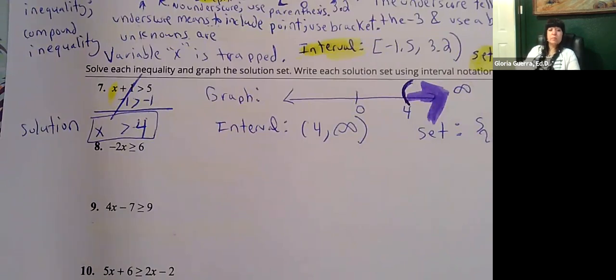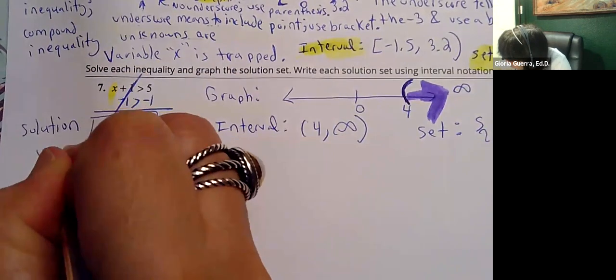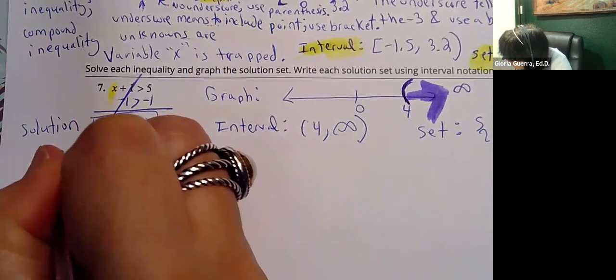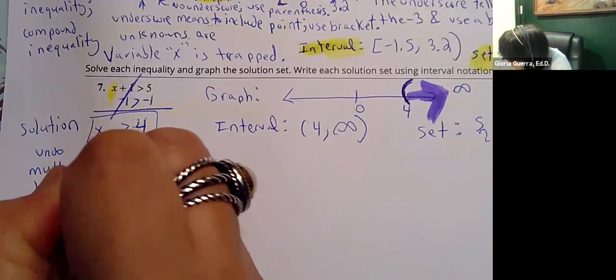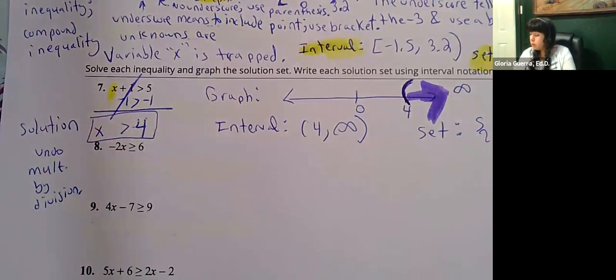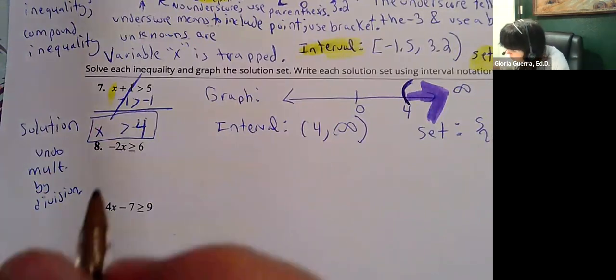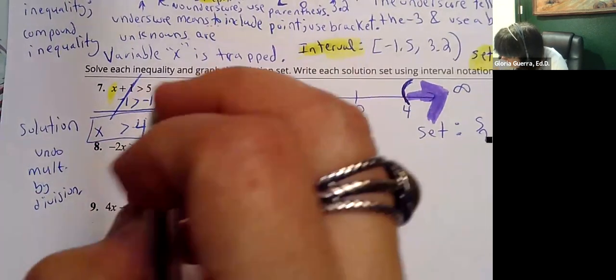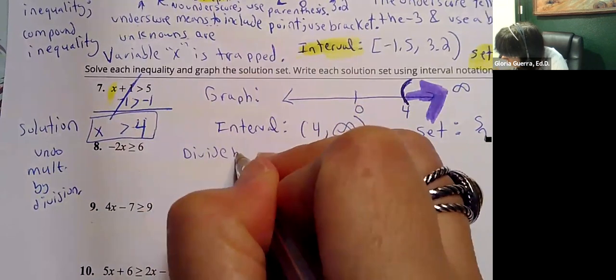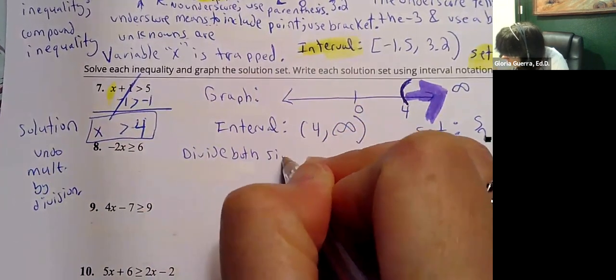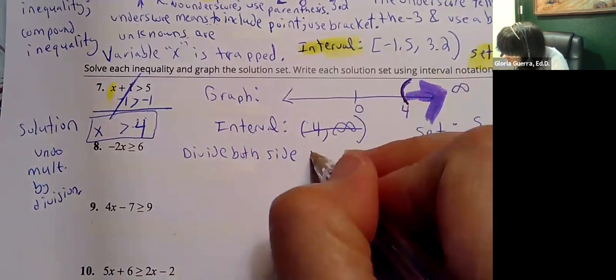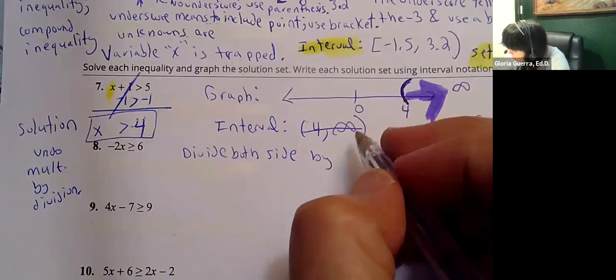Okay, so with 8, notice how if you read it out loud, it says negative 2x is greater than or equal to 6. In math, we say that we undo multiplication, and we undo multiplication by division. So we're going to divide both sides by -2.